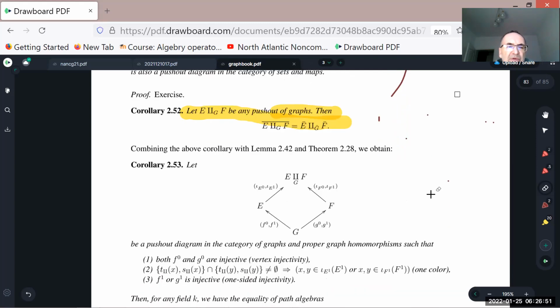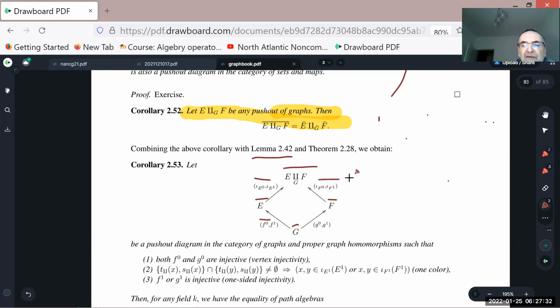So our preamble is that we have a push-out diagram in the category of graphs and proper graph homomorphisms. Using lemma 2.42, we know that if we apply this extension functor to a proper graph homomorphism, we'll get a proper graph homomorphism. Okay. So what are we doing here? We put bars everywhere, and the induced bar maps are now also proper graph homomorphisms.